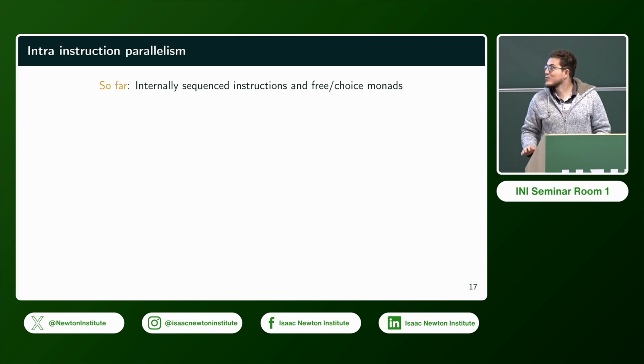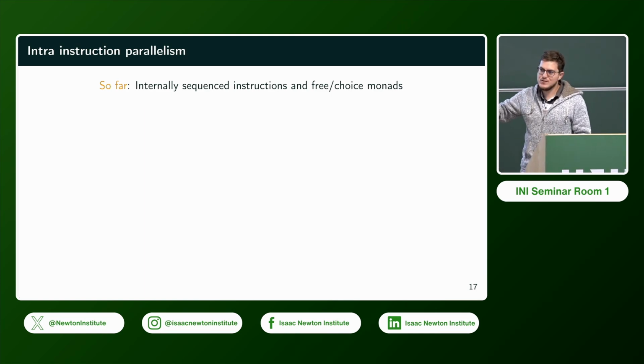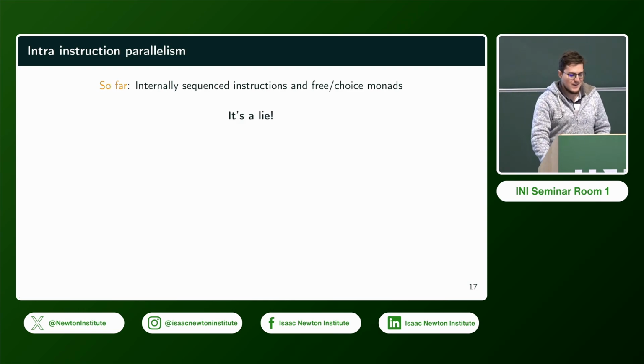And now the other problem. So far I've only talked about internally sequenced instructions over a free monad, so you do the effects one after the other and you wait on the previous effect before you do the next one. And surprisingly, it's a lie. Reality is not so nice.